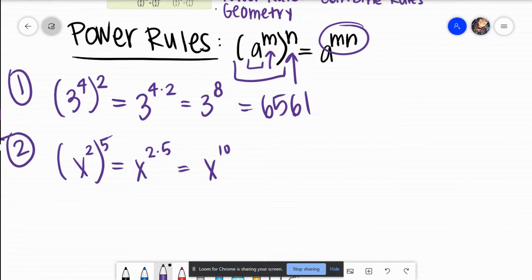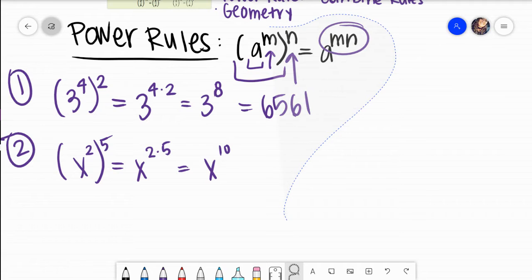Back at it again. Okay, so last video I did was a power to a power, multiply the powers. Now what we are going to do is another power rule.